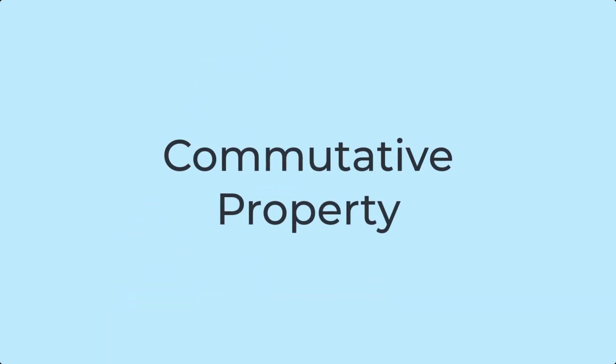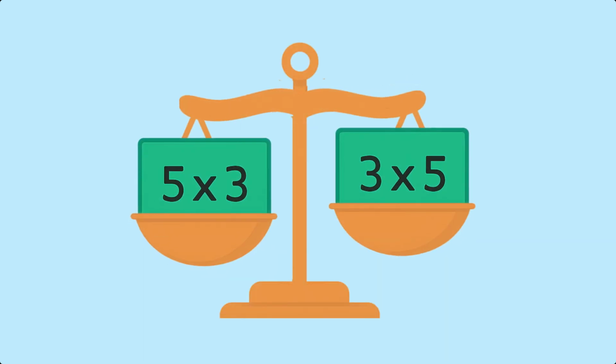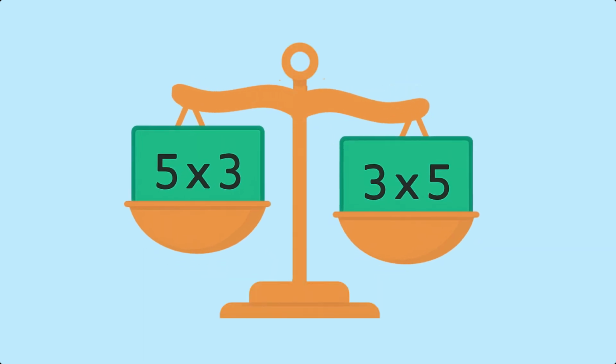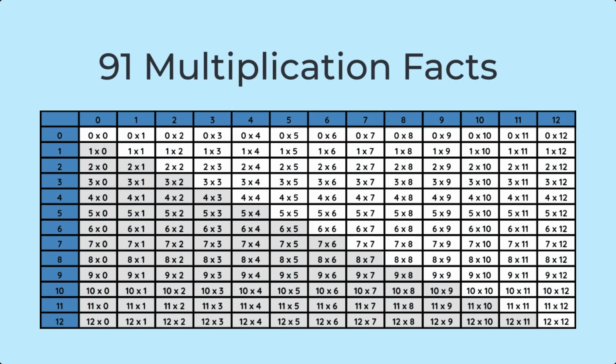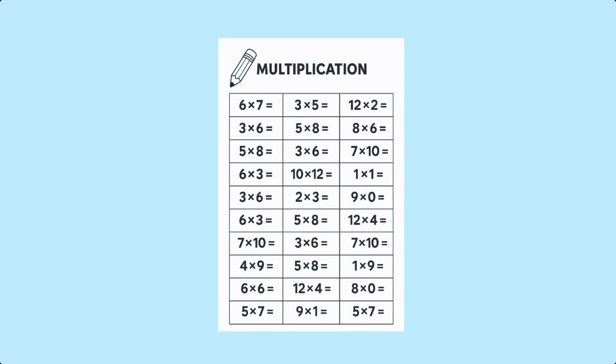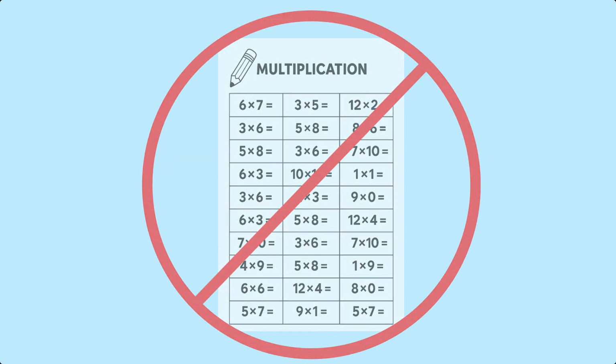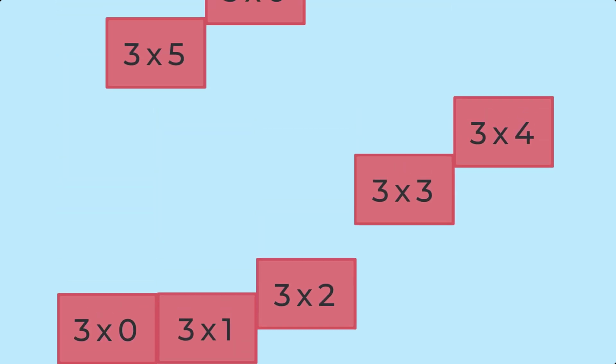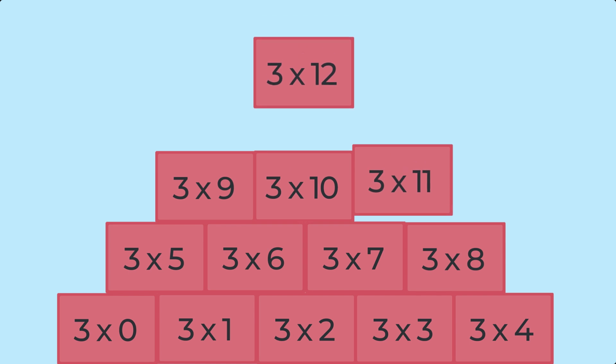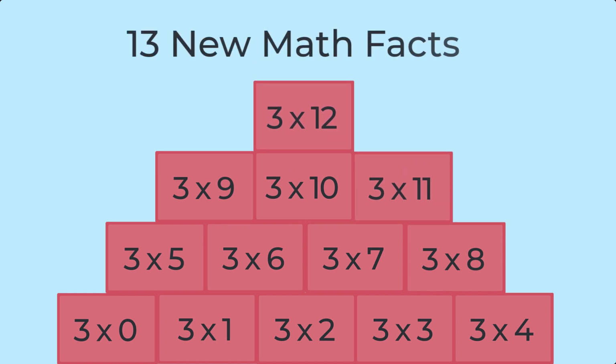If you apply the commutative property to multiplication facts, meaning that 5 times 3 is counted as the same math fact as 3 times 5, then there are 91 multiplication facts. That is far too many to give a student at one time. A math fact worksheet with 30 problems is too many. Even giving a student an assignment to practice all of the times 3s is 13 new math facts at one time, which is still too many.